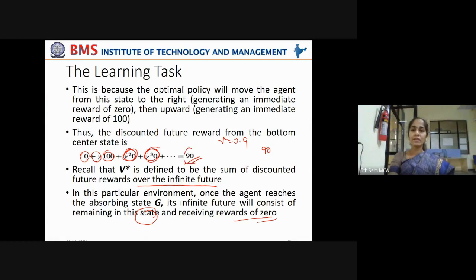So finally, the reward calculated for that particular bottom center state is 90. You understood now how that is calculated? 100 is the immediate reward because it is moving towards the goal. Gamma is taken as 0.9. That is why you got the reward for that particular state as 90. Moving into that state will give a reward of 90 to the agent.